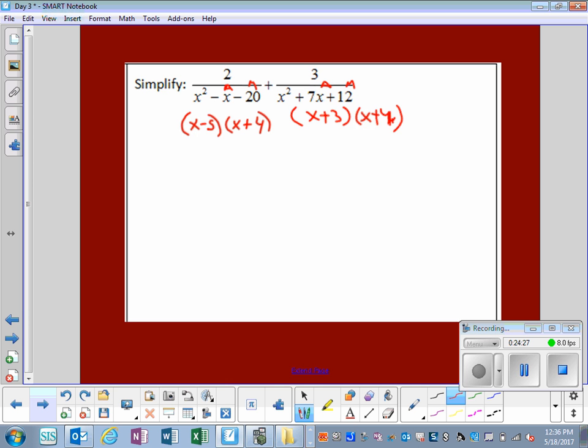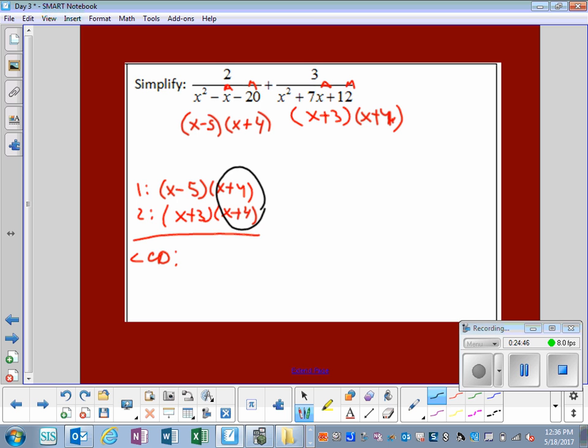So I need to look for the LCD or make up the LCD. So if my first fraction has factors x minus 5 and x plus 4, and my second fraction has the factors x plus 3 and x plus 4, my LCD has to include all the factors. So I see that x plus 4 is included in both, so I'll just copy it down. But the other two are different, I need each of them. So my LCD will have three factors. x minus 5, x plus 3, x plus 4. Agree?